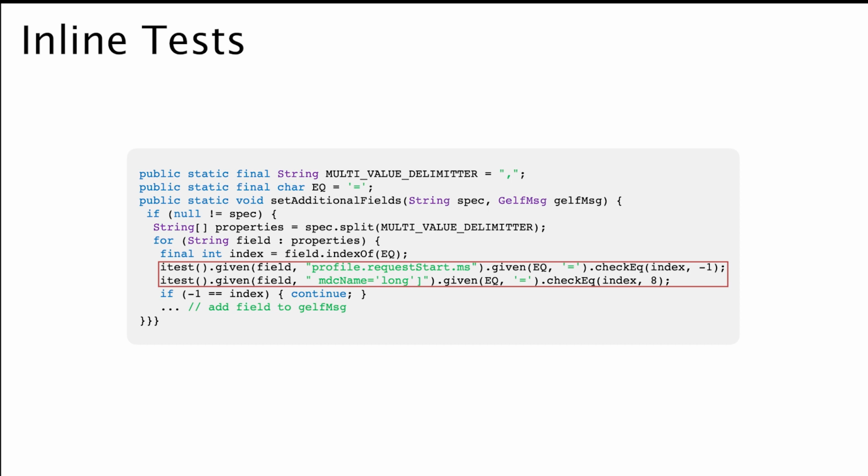Because in the first inline test, the value that is stored in EQ, that is the equals character, is absent in the string value, the index is expected to be -1. However, in the second case, since it's present, we find it at index 8. So we see that inline tests are particularly useful in testing programs at statement level.